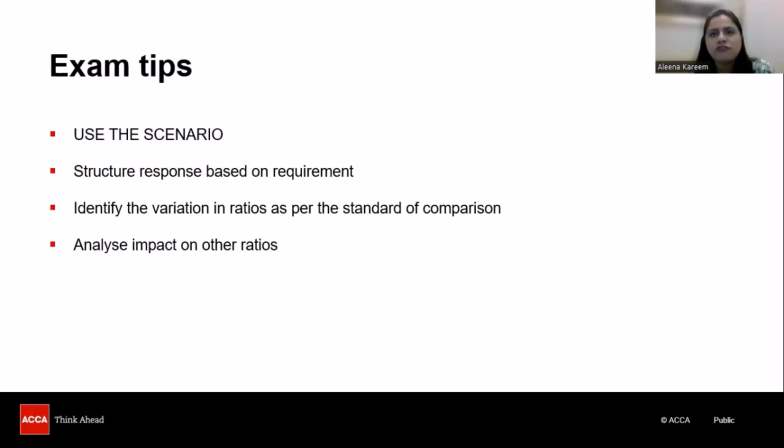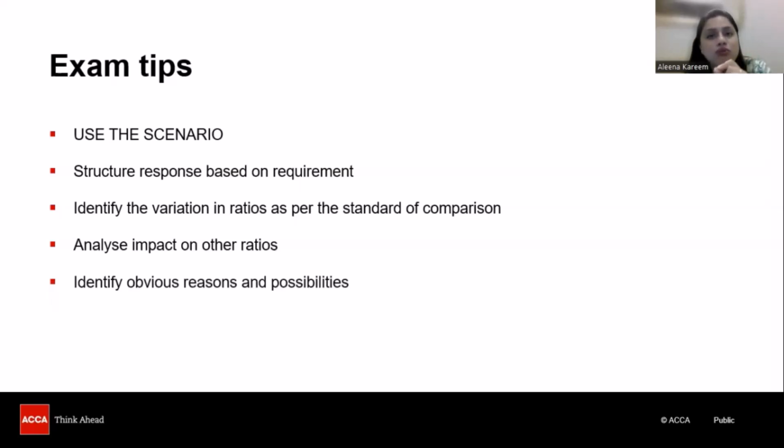It impacts the profit, it impacts the cash, it may impact the gearing ratio, it may impact the interest cover, it may impact the current ratio, it may impact the quick ratio. So all of that. So identify and touch upon all the possible ratios.